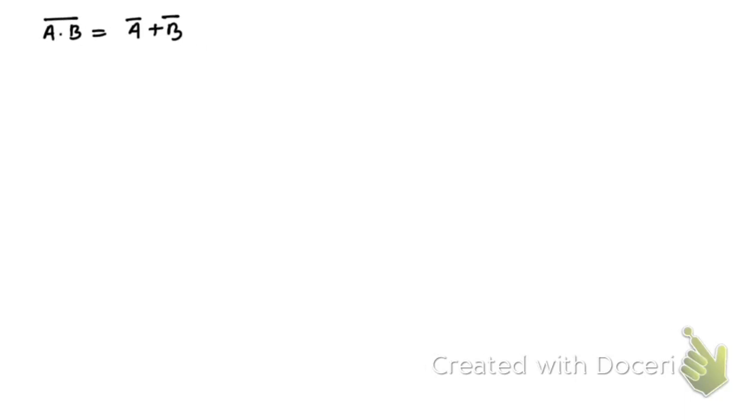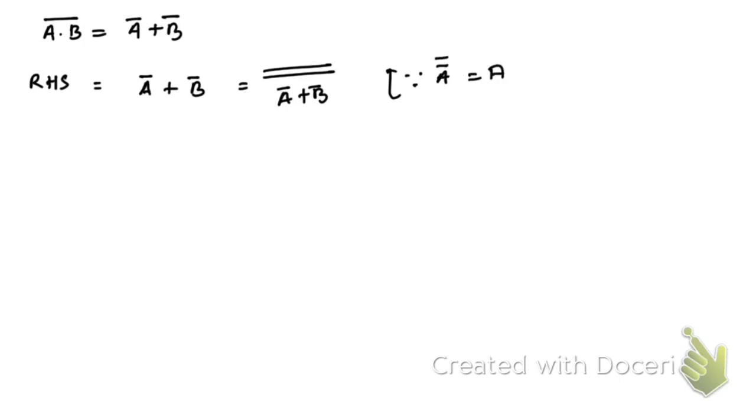In order to prove this, let us take the right hand side. There is complement of a plus complement of b. We have already got that not of not a, or you can say complement of complement a, is a, right? So here it can be written as complement of a complement plus b complement, since complement of complement a is a.